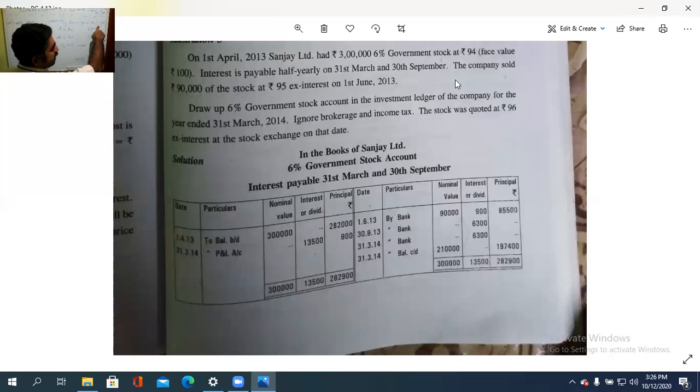In the previous question, that was cum-interest or dividend sale: 84,600 plus 900, 85,500 was the sale price. Here the sale price is separate and the interest is separate. So that is transferred to the P&L account, 13,500, on 31/3/14. Clear? So this is the case with regard to ex-interest or dividend sale.